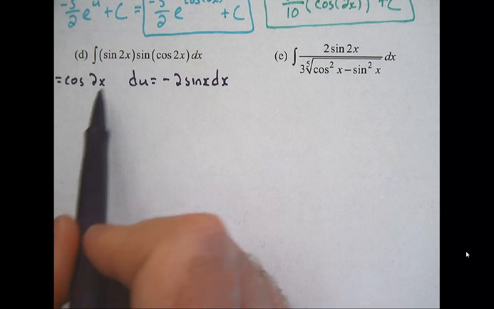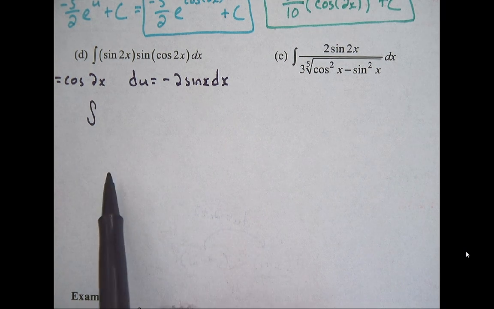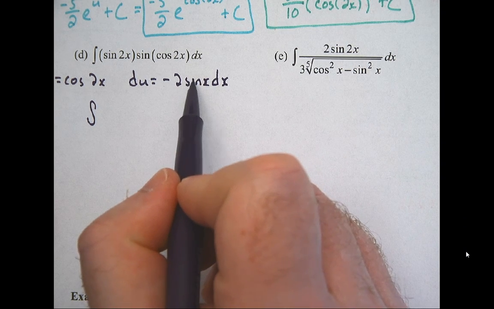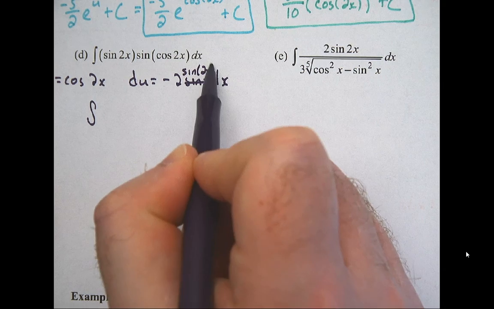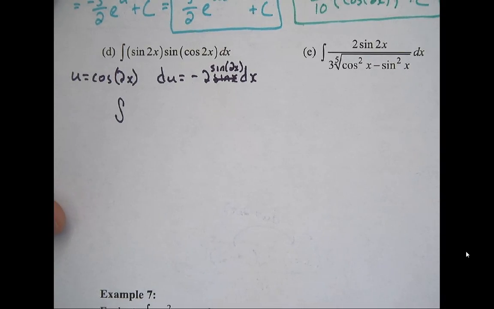So I would rewrite this. I don't have any constants, so that's nice. So my integral would be, okay, so I got, dang it, lazy. That's sine of 2x dx. I didn't use those parentheses. They threw me, man. They threw me.